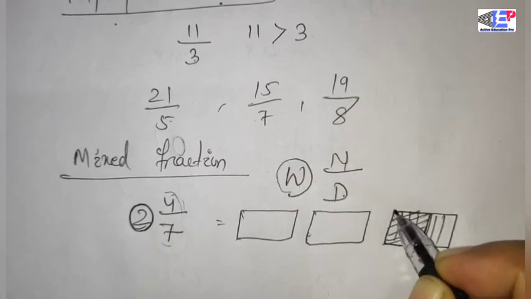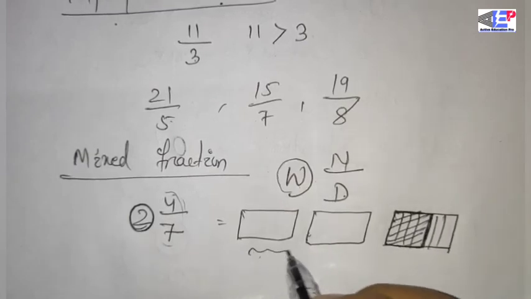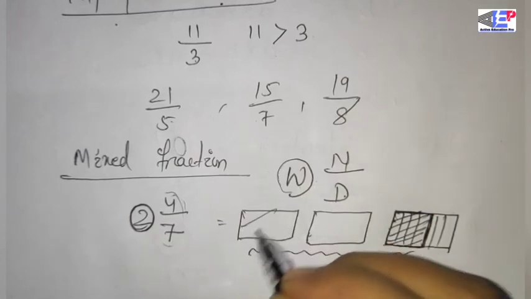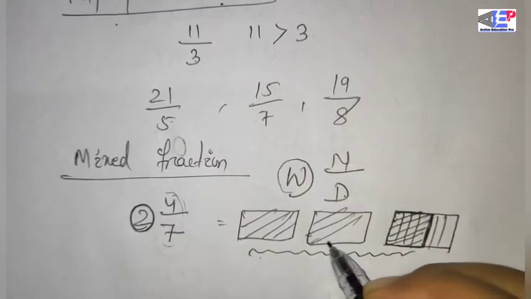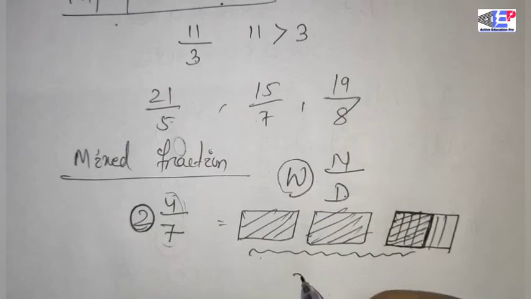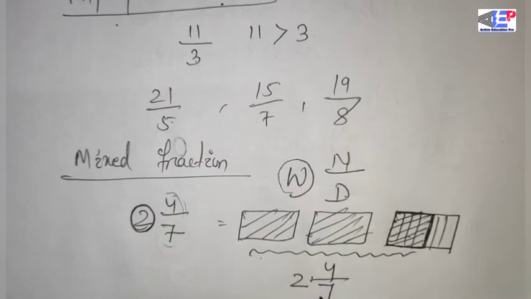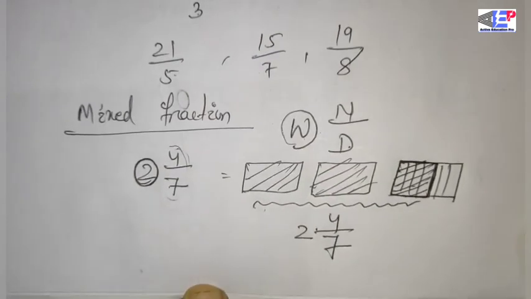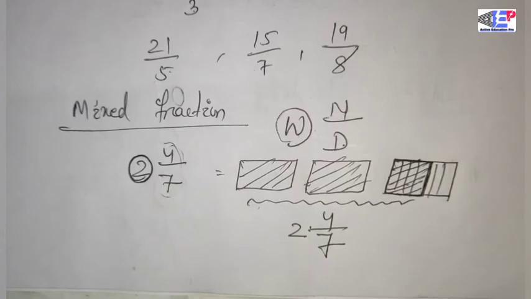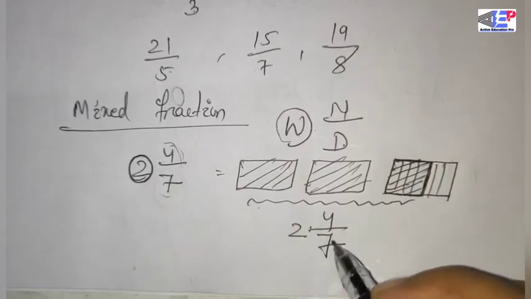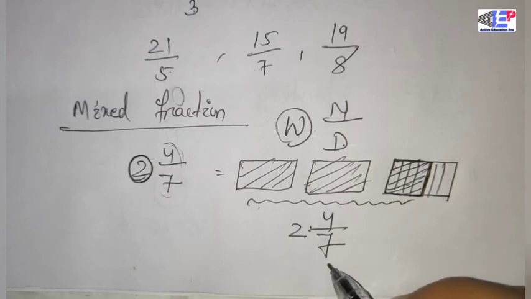This total figure represents 2 4/7. Here it is a mixed fraction. Mixed fraction means it is a mixture of a whole number and a proper fraction. 2 4/7 is a mixed fraction.